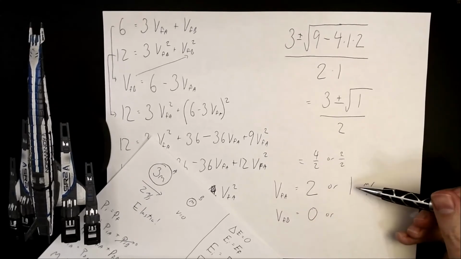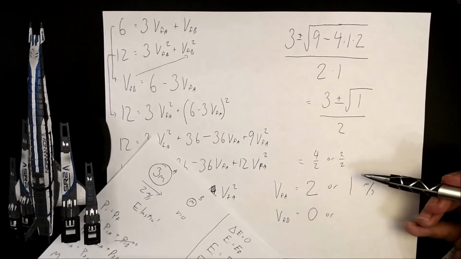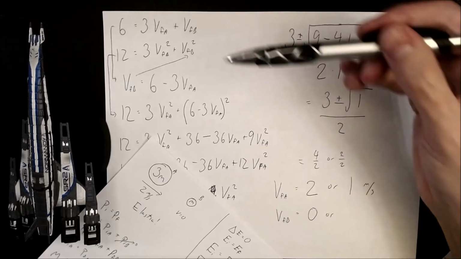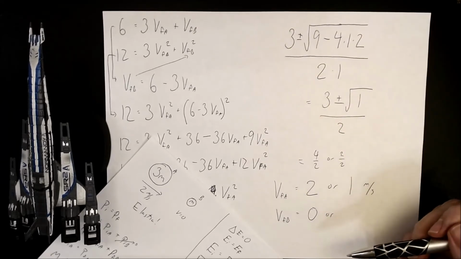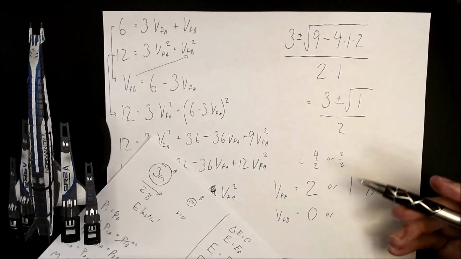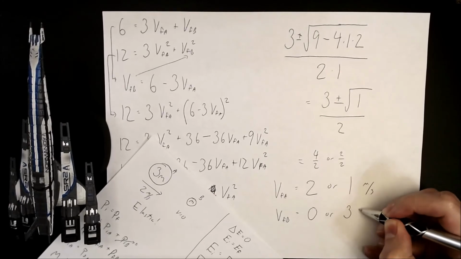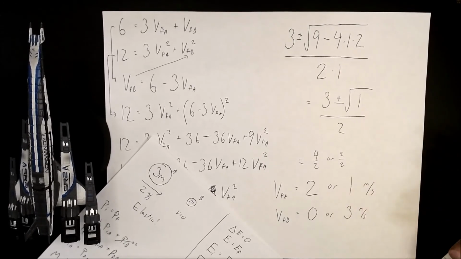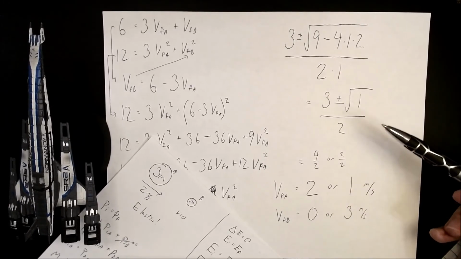Or, okay, let's look at the other case. Let's plug in 1 for V final A. Plug in 1 up there. 6 is equal to 3 times 1 plus V final B. So 6 is equal to 3 plus V final B. So that means V final B is equal to 3 meters per second.